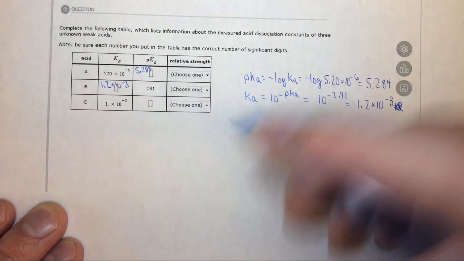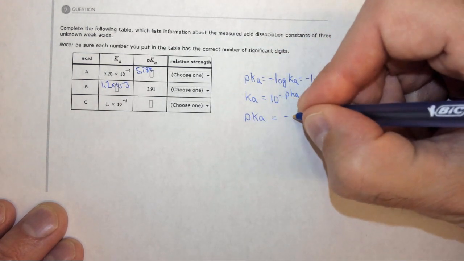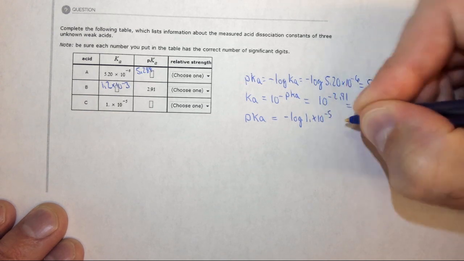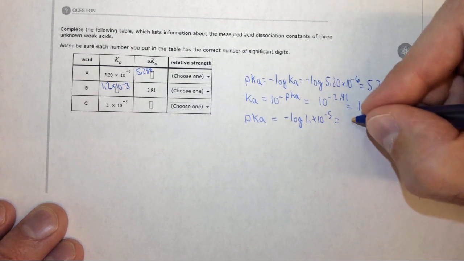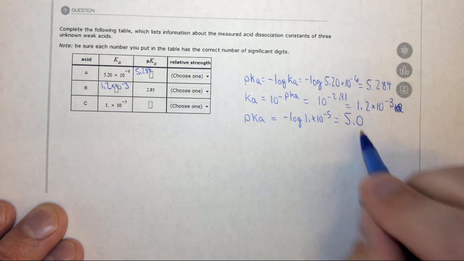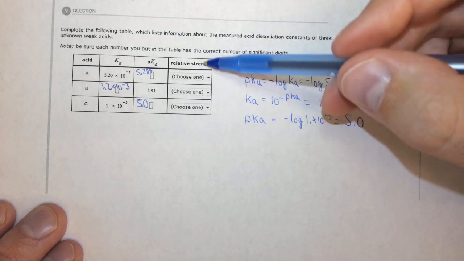Finally, we need to find the pKa of the last one. So pKa equals negative log of 1 times 10 to the minus 5. Since this is a 1, you don't actually have to use the calculator. It's just going to be the 5. And you have to put a 5.0 because this is 1 sig fig, and that's your first sig fig. So this is 5.0.